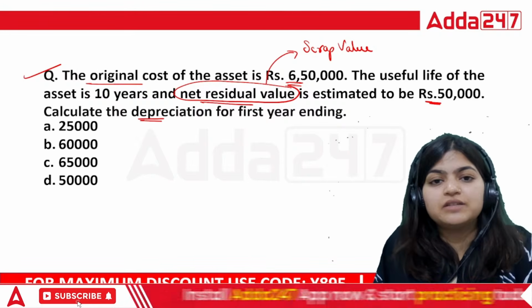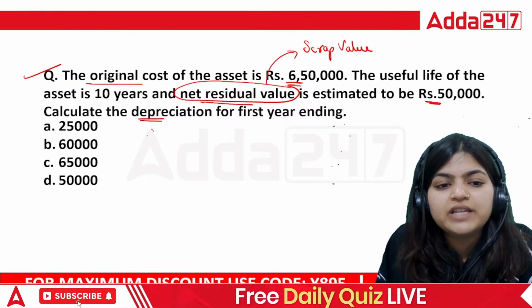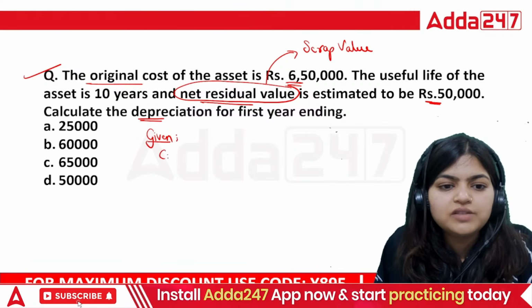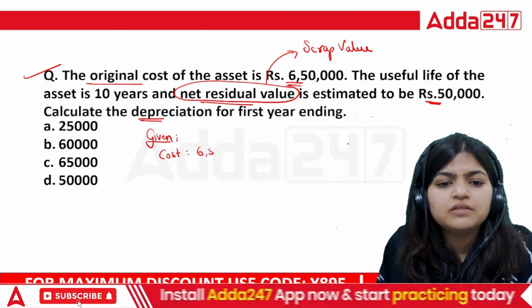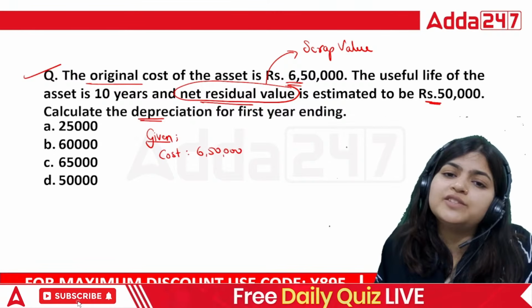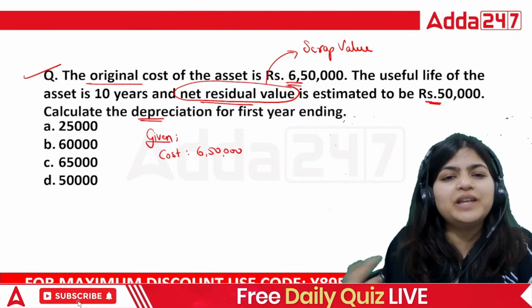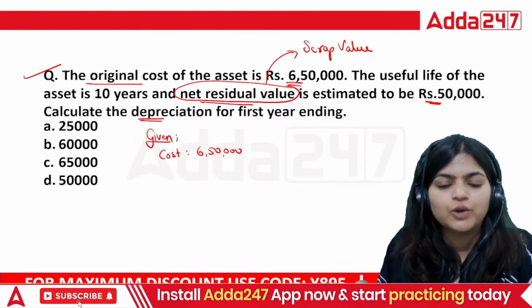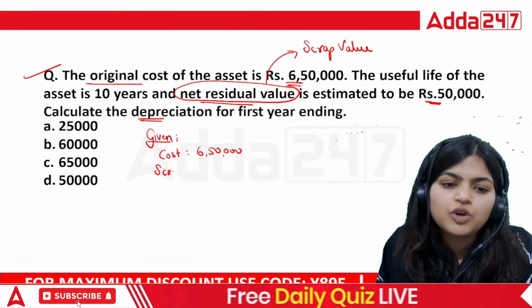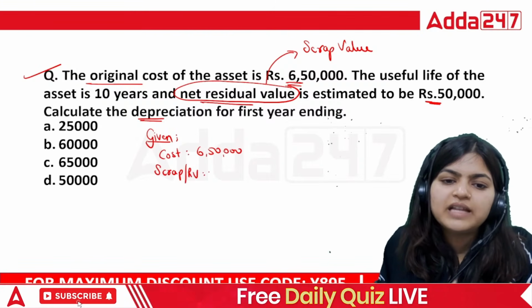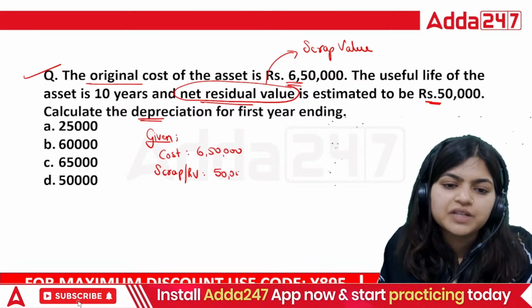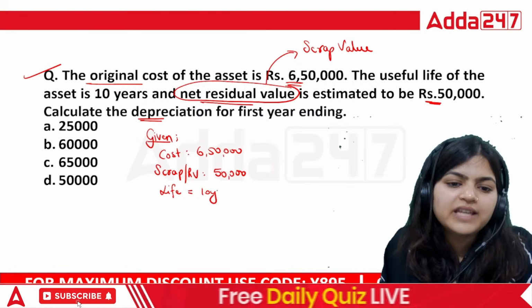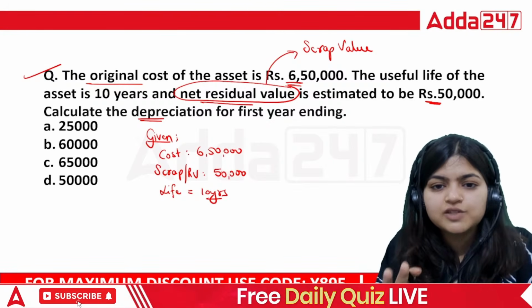As per the given question, what data do you have? That is cost. But in this question, there is no transportation cost and no installation cost. So you cannot assume any amount. They are saying 6 lakh 50, so you need to take that only. Then you have scrap value, or residual value, equal to 50,000. And life is equal to 10 years. So this is your given data.